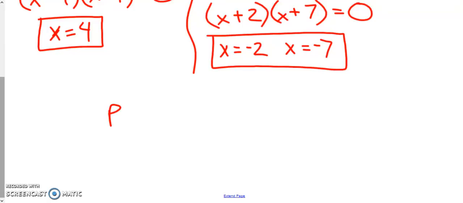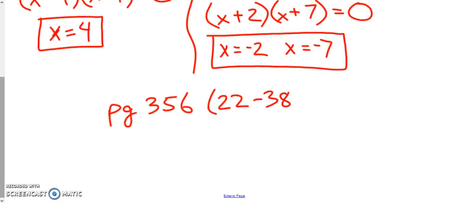The assignment is on page 356, 22 through 38 even, 70 and 71.